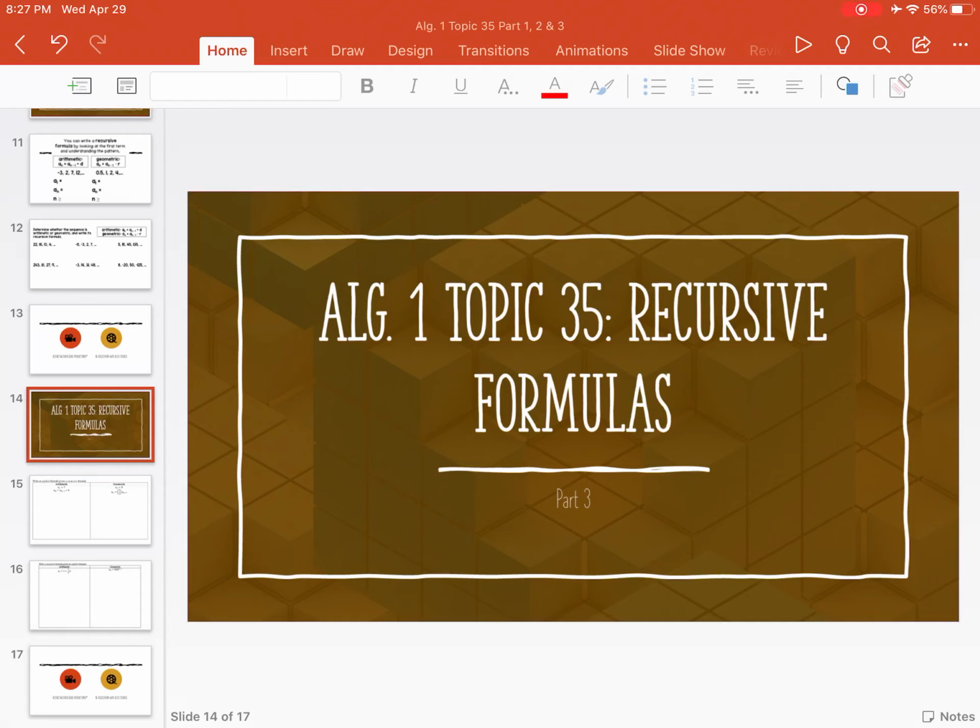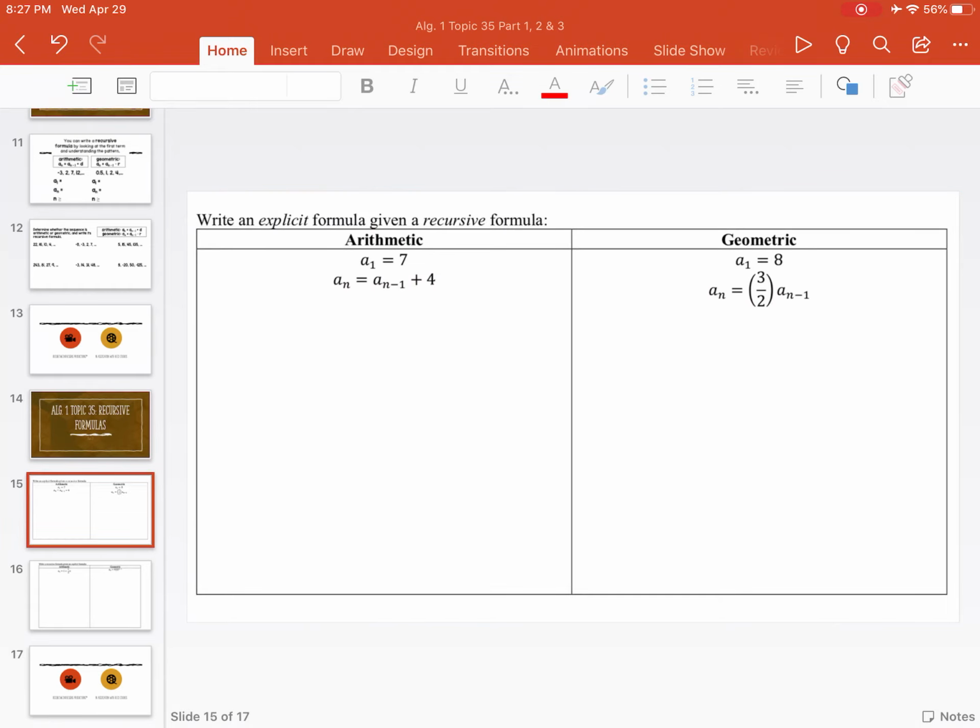Welcome back to Topic 35 for Algebra 1, Recursive Formulas. In Part 3, we're going to explore translating between recursive formulas and explicit formulas. In our first example, we are asked to write an explicit formula if we're given a recursive formula.